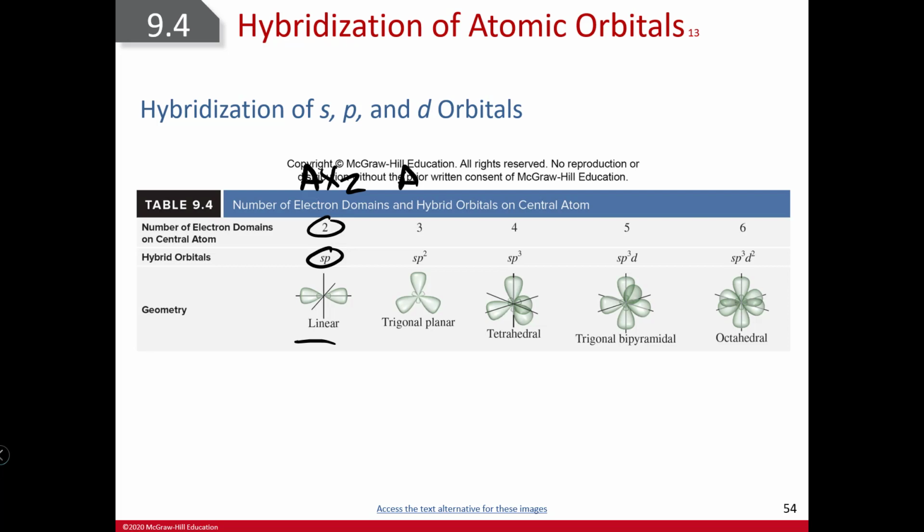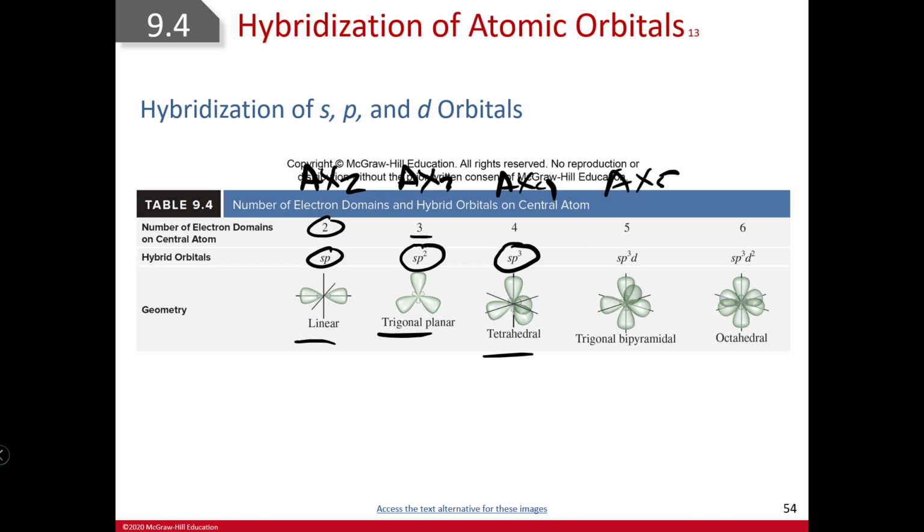If it's AX3, you have 3 electron domains, it's sp2, it's trigonal planar. And see, it works so great. The angles that we talked about in section 1 now make sense. And then if it's AX4, we get 1s and 3p orbitals. We combine those together, it's sp3. So anything that's tetrahedral is sp3.